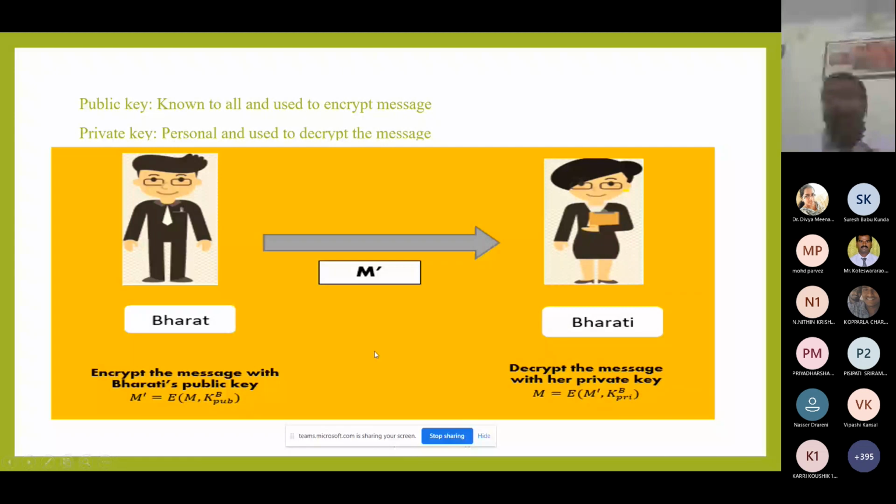Therefore, who knows the private key of Bharti? Only Bharti, because here we can see the public key is known to all, while the private key is kept personal to decrypt the message. So even if other users, namely Eve or Victor, get this message M dash, they will not be able to trace the original message. It is only Bharti who will be able to read this particular message.